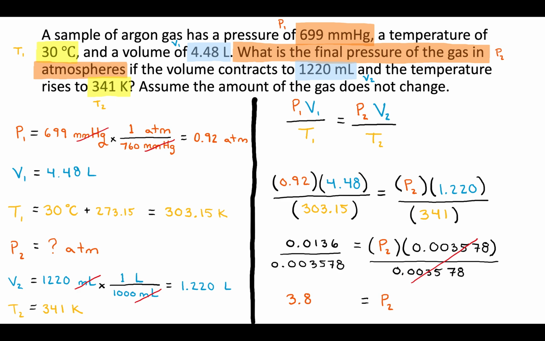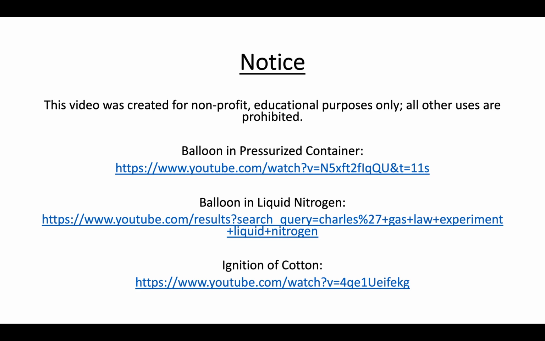And the units, well, we plugged in atmospheres, we're going to get atmospheres out. Atmospheres. So, the P2 for this would be 3.8 atmospheres. That's the pressure that the gas would exert at that new volume and temperature. Thanks so much for your attention.